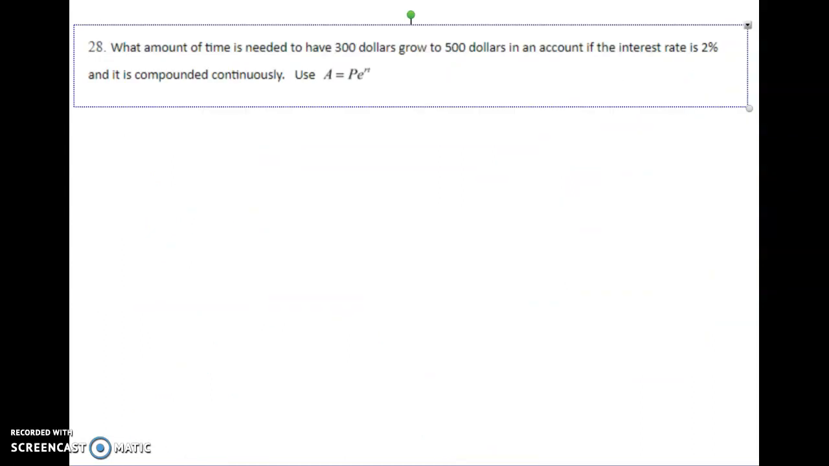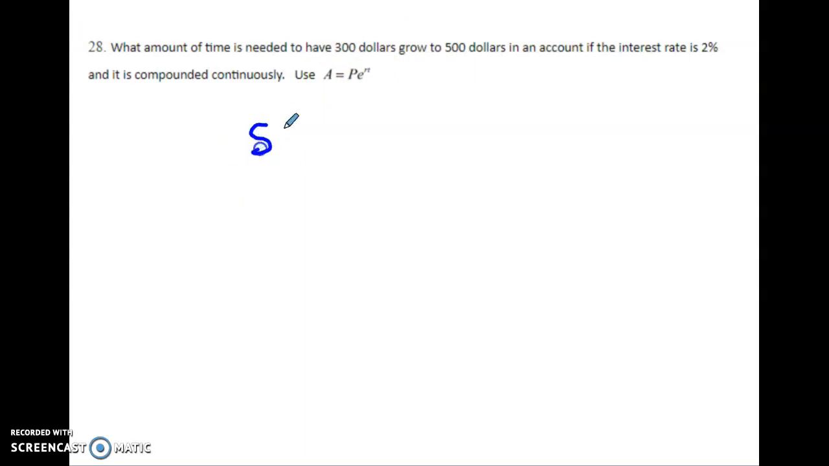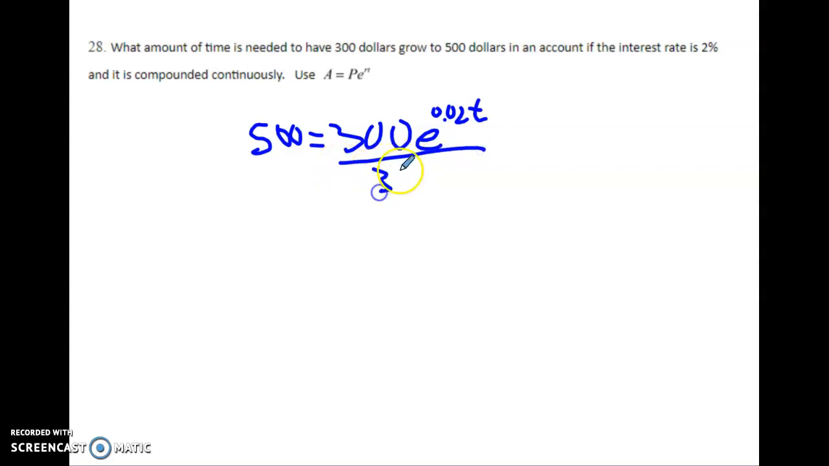And we are to number 28. What is the amount of time needed to have this much money grow here? So when we look at the equation here, time is going to be our unknown. A is the amount that we want to end up with, so that's 500. P is the amount that we started with, that's the original principal amount. And then we have e, the interest rate is 0.02 times t. So there's our unknown. Now to get that t all alone, the first thing we're going to do is get rid of the 300, divide by 300.